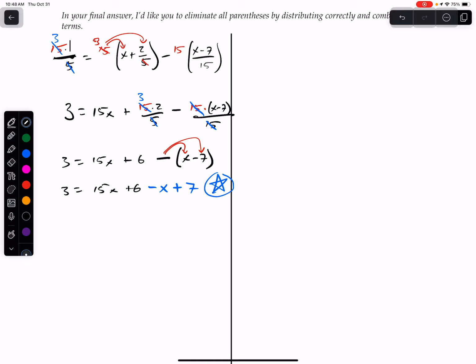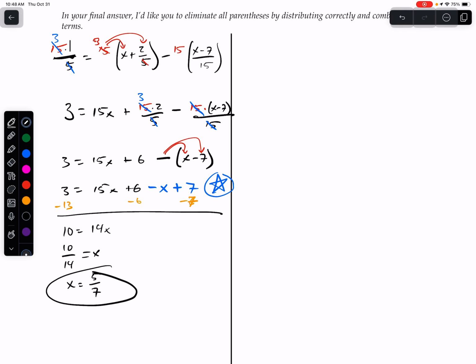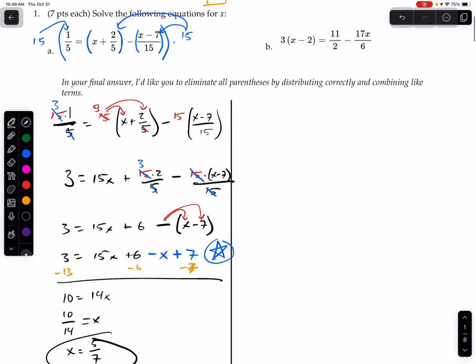So 15x, I'm just going to combine like terms. On this, I'm going to minus 6 minus 7, which is minus 13 here. And I'll get 10 equals 15 minus 1 is 14x. So x equals 10 over 14, which means x equals 5 over 7 when I reduce my fraction. Okay, so again, the challenging part was here. That was sort of the crux of the problem.